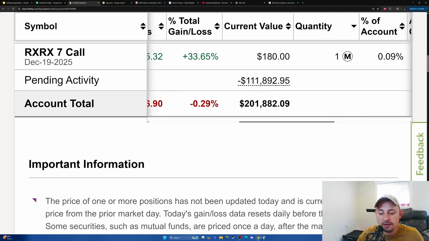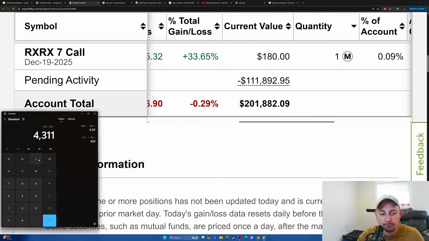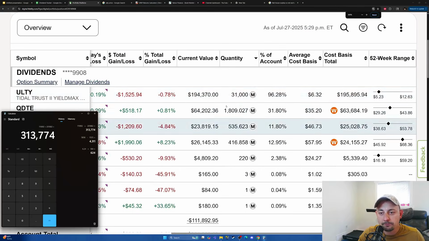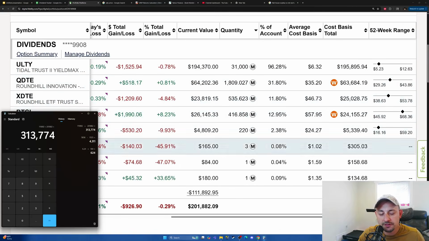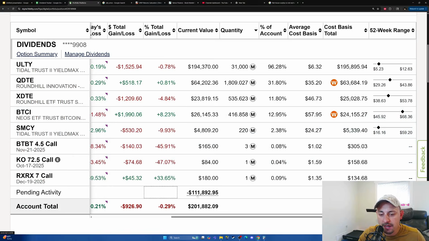So if you calculate both of these numbers, if you say $111,892 plus $201,882, $313,774 is what represents my portfolio. So all of these funds that I've purchased is the total of $313,774. Now, what is margin? Well, margin, again, it's this debit, the negative number, $111,000.